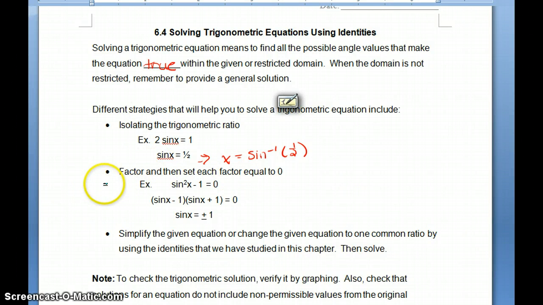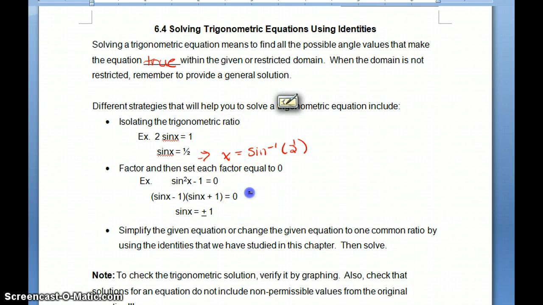Your second strategy is that we need to factor and then set each factor equal to 0. This is especially when we're dealing with, say, quadratics. Here we have sine squared of x minus 1 is equal to 0. This one is a nice little case. This is a difference of squares, so we have sine of x minus 1 times sine of x plus 1 is equal to 0. So then we write the first one: sine of x minus 1 is equal to 0. Then we have sine of x plus 1 is equal to 0. And then we find sine of x is equal to either 1 or negative 1.